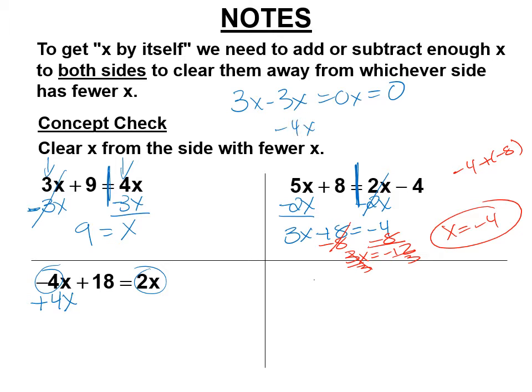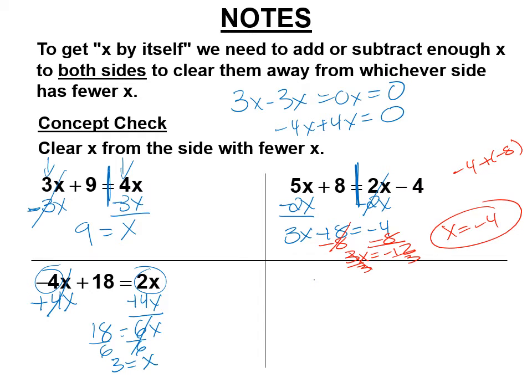Because negative 4x plus 4x for any value of x, 1,000,000 or 3.4, will equal 0. And so we can cross those out. Then we add 4x to the other side. 18 now equals 6x. That's a one-step equation. Divide both sides by 6, and 3 equals x.